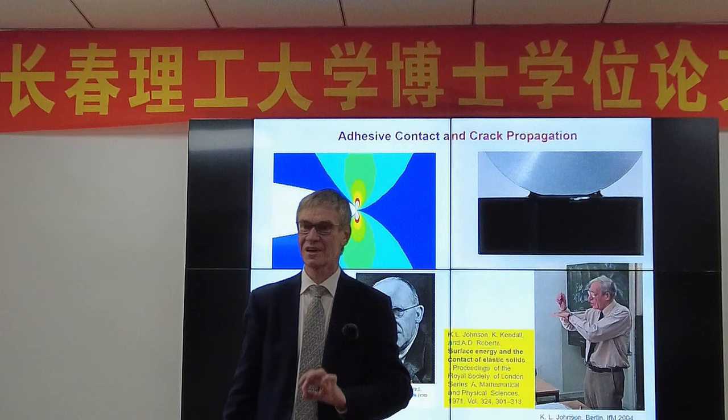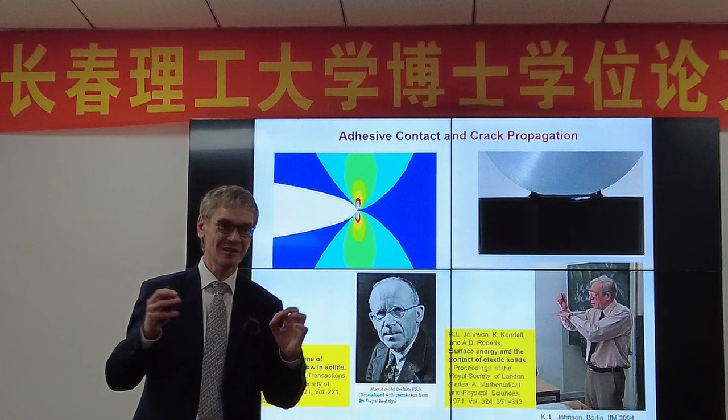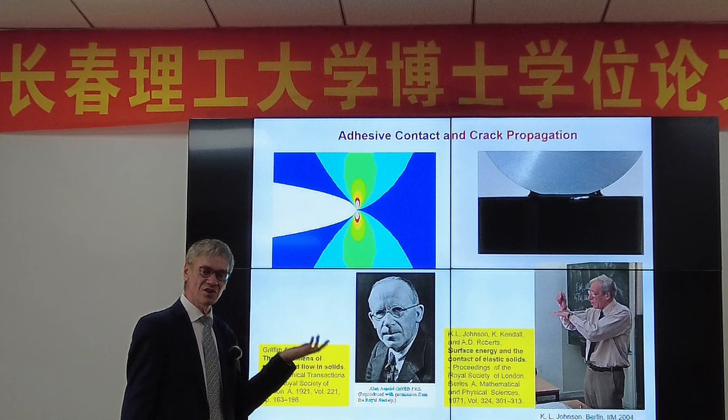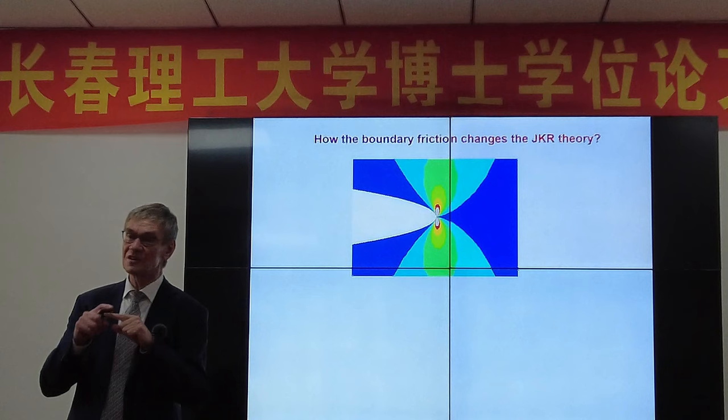They write it as a Griffiths crack. They do not cite the work of Griffiths, but they write it in the paper. And so they apply the same energy balance method to the contact problem and get the solution for the adhesive contact. And there is one approach which really considers this adhesive boundary as a crack.